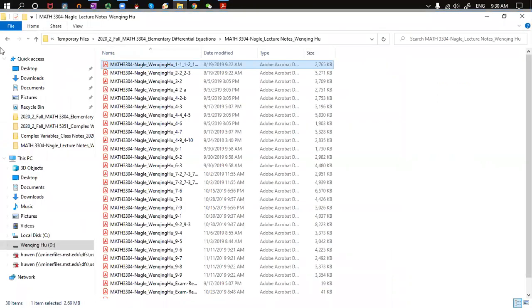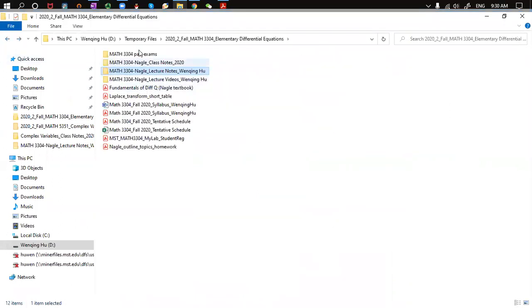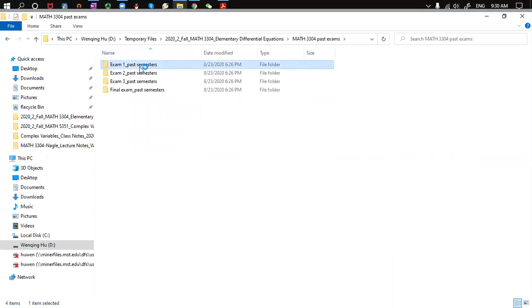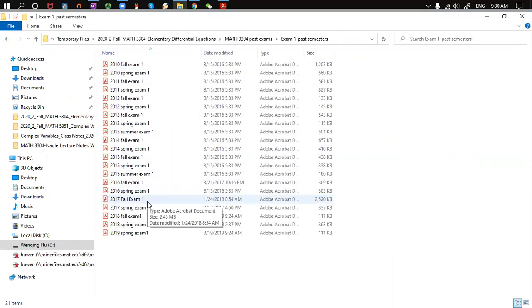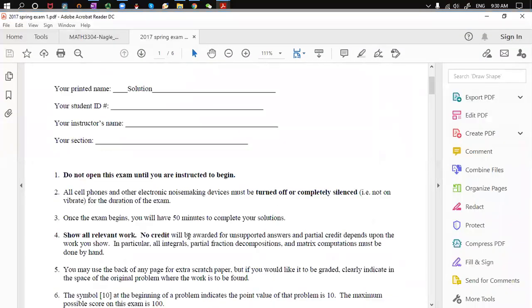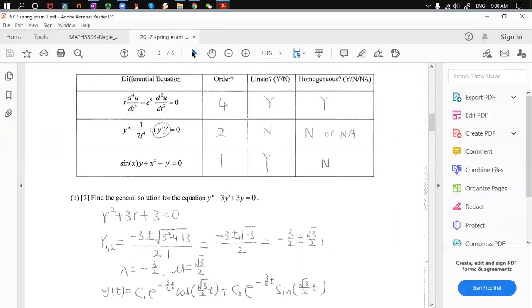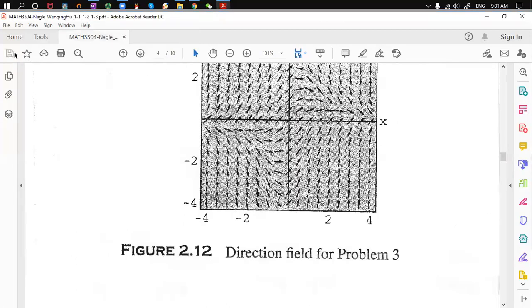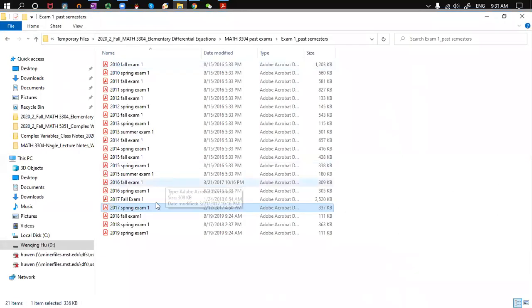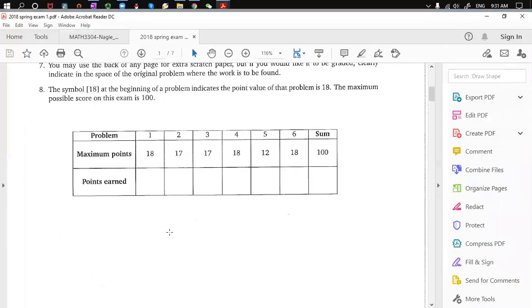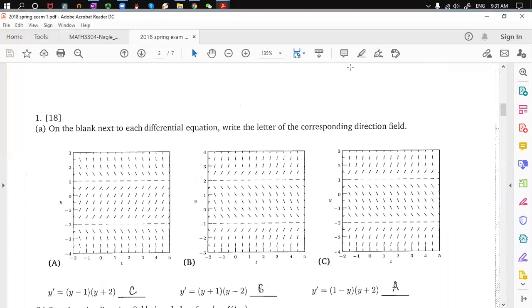So for example, today I would like to show you one of our past semesters' exams regarding the slope field. There was one time we had a pretty nice problem on the slope field that I would like you to take a look at. Let me try to find it. Yeah, so this problem. This is a pretty nice problem.